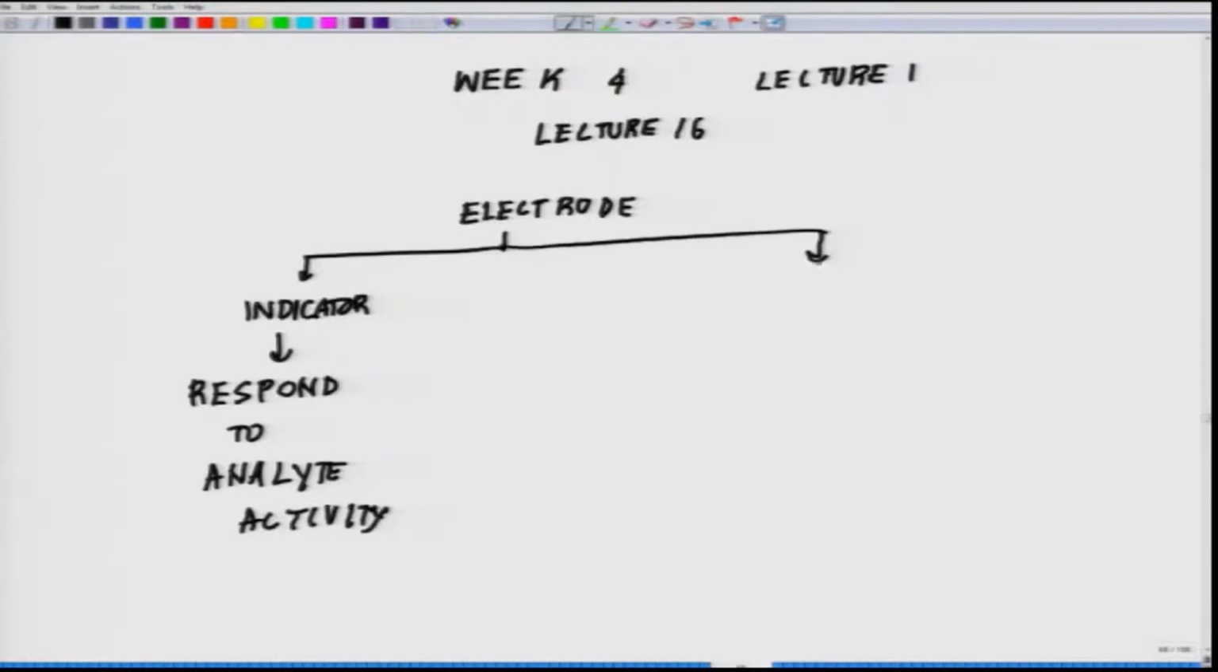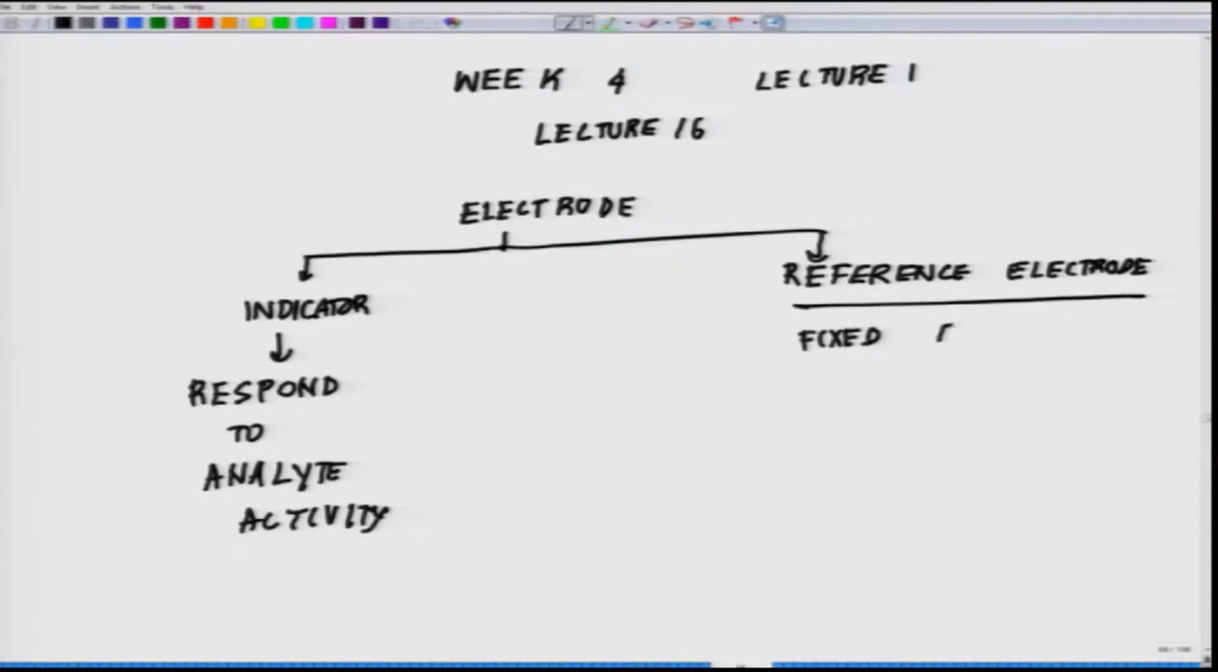Then you have a reference electrode, which is your fixed reference potential. Okay. With respect to this, you are doing all the measurements, and the use of electrode to measure the voltage that provide chemical information.